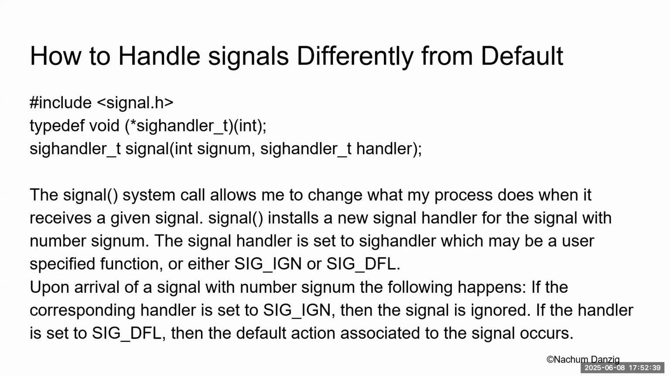So now we have our question, which is how to handle signals differently from the default behavior. The default behavior is to do what I just showed you in these tables. How can we change that? So we have a special function called signal. This is very confusing. Kill sends a signal. Signal does not send a signal. Signal changes the signal behavior for a given process. We have to use that.